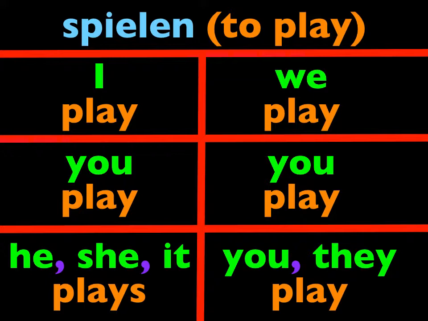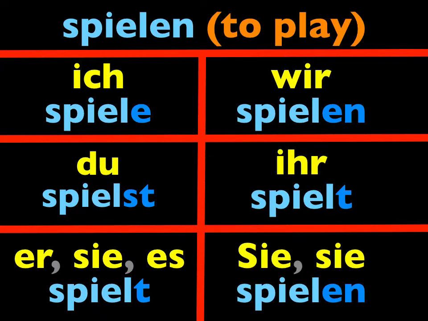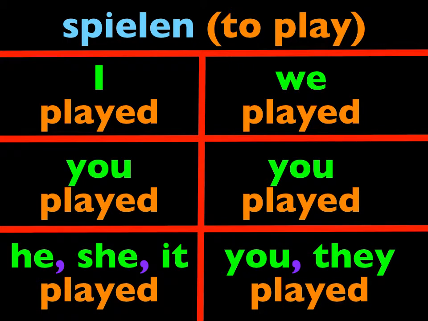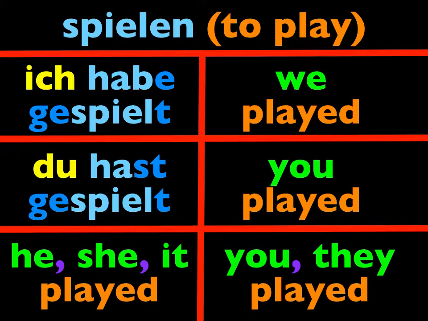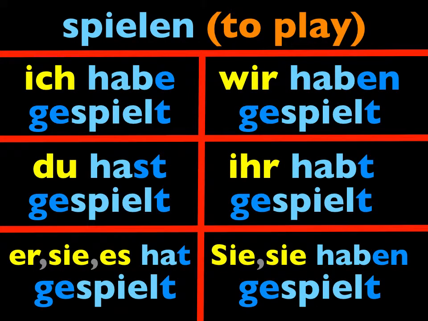We also learned in the last lesson the present tense of the verb spielen, how it's ich spiele, du spielst, er spielt, wir spielen, ihr spielt, und sie spielen. And we said some sentences with that verb in the present tense. And we also practiced it in the past tense, saying, ich habe gespielt, du hast gespielt, er hat gespielt, wir haben gespielt, ihr habt gespielt, und sie haben gespielt.